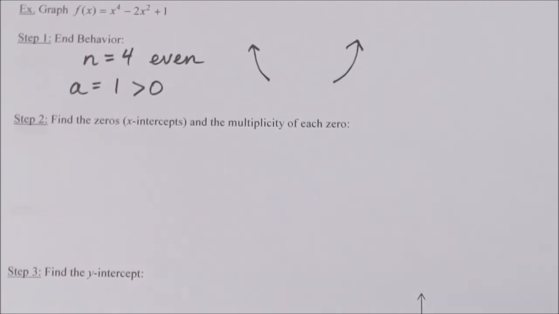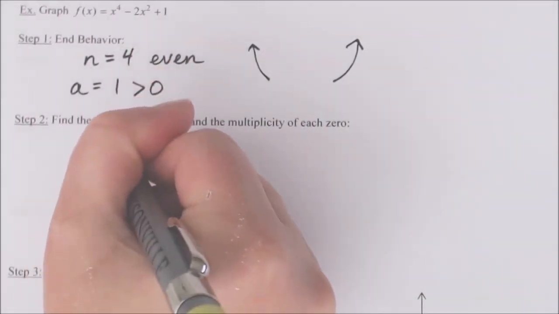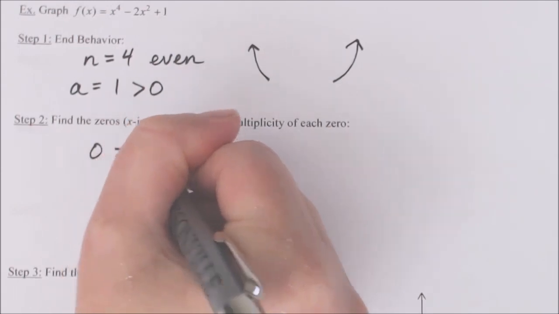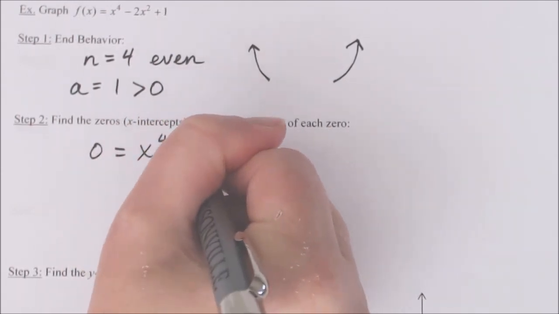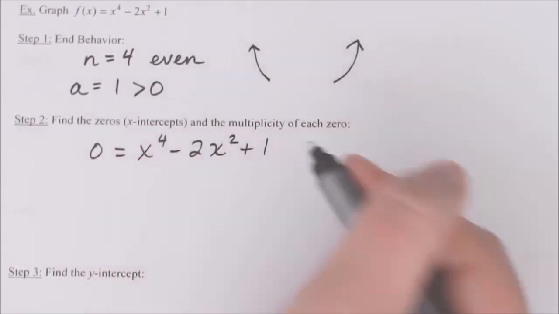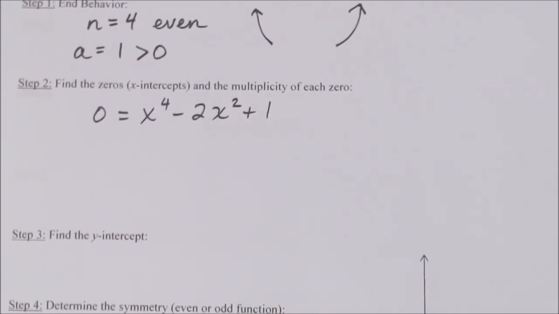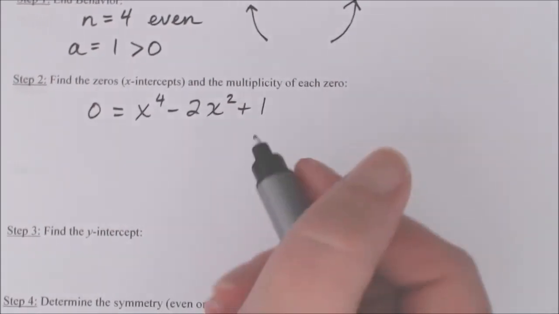Step 2 would be to find the zeros or the x-intercepts. So to do that, we're always going to set the equation equal to 0. In other words, we're replacing the y with a 0. And then you're going to factor it. You won't have any that don't factor. These are all going to work out pretty nicely for you.